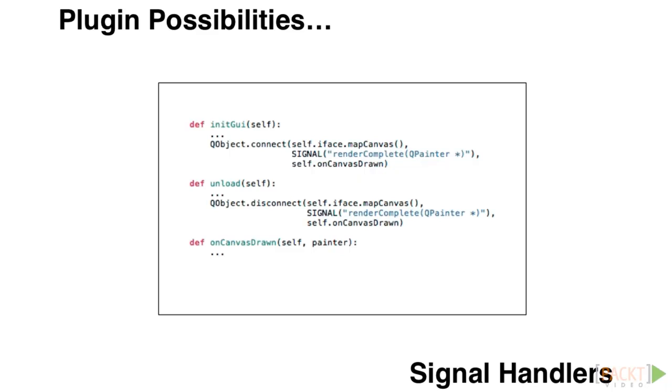This lets your plugin respond when various things happen, such as the map canvas being redrawn, the project being saved, the user editing a feature, and the like. Your signal handler can do whatever it likes in response to these events.